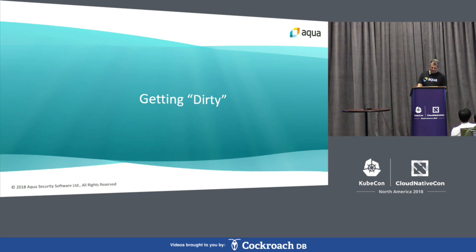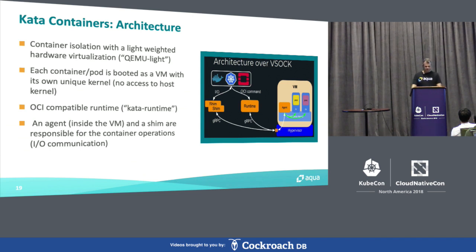Let's take a look from the inside, and let's examine the different technologies. I think the first one, the most notable, or I would say the most mature one, is Kata Containers. Kudos to the Kata Containers team. Kata Containers took the approach of using hardware virtualization. They create isolation by taking hardware virtualization technology and optimizing it to fit containers. So every container or every pod is booted as a VM with its own unique kernel with no access to the host kernel, which is great.